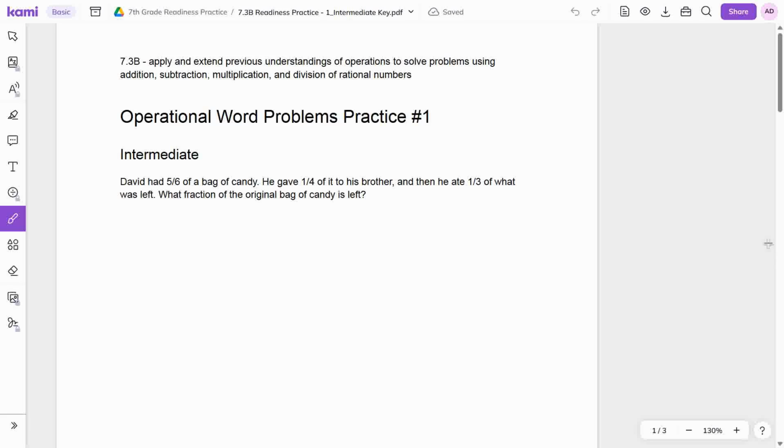Today we are looking at the 7th grade concept of operational word problems. This is 7.3b Readiness Practice, the intermediate version.